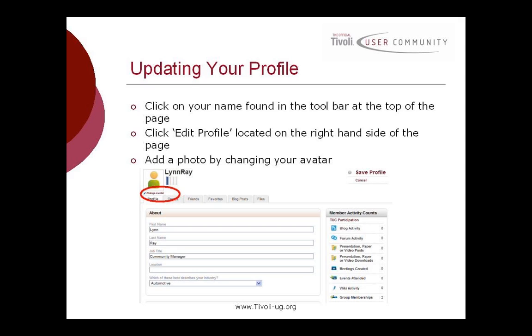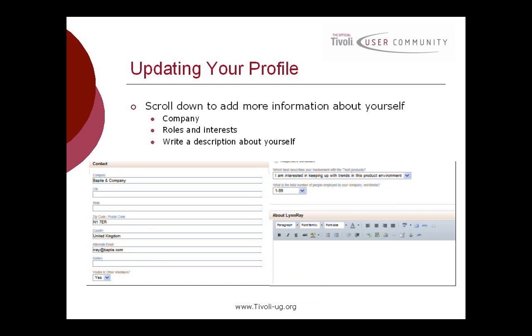Other information you can add to your profile would be things like the company you work for, what your role is, your interests, and there's also a space where you can add a description about yourself. So you might like to put in there about you, your role, and your interest in Maximo.